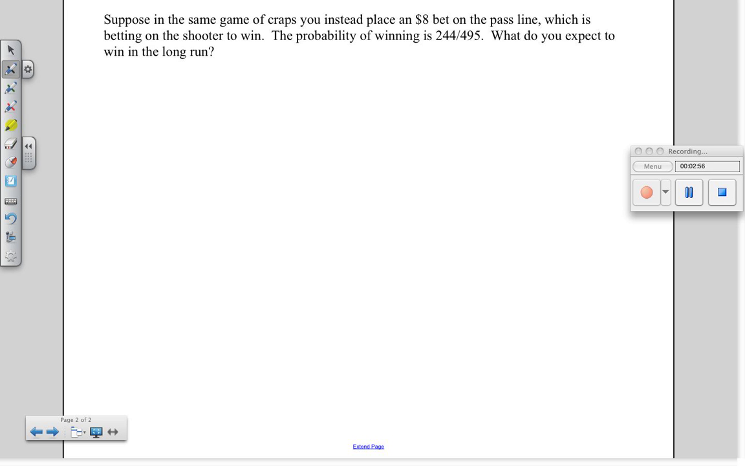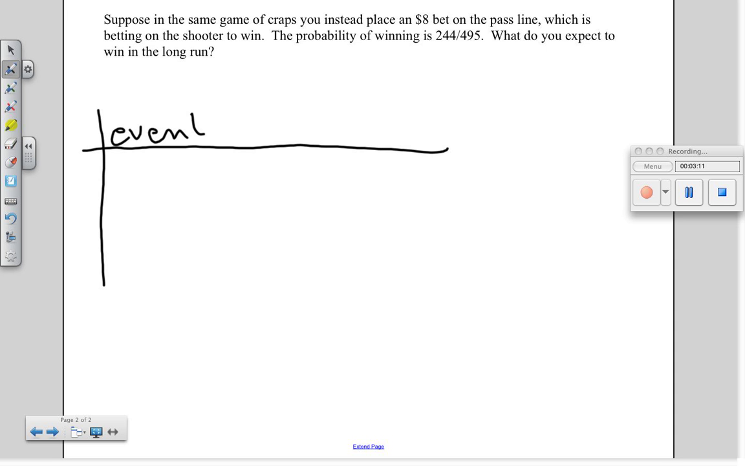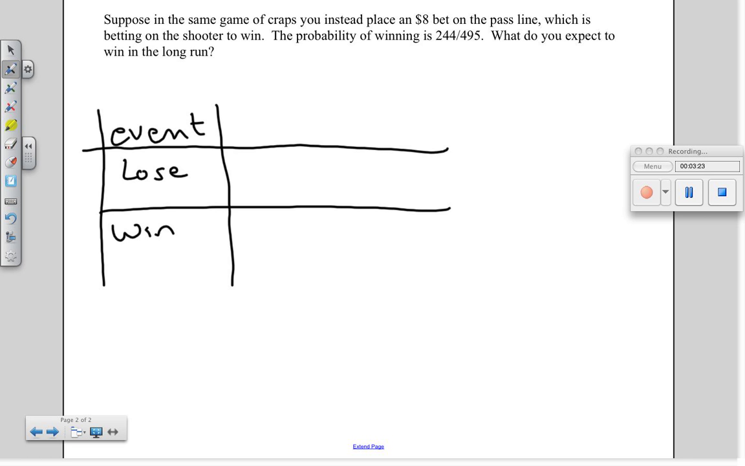If you bet $8 on the pass line and win, you are given $16. You win $8 and you receive your original bet of $8. So your net gain is $8. Again, let's put this in a table. So we'll look at the events. Again, you can lose, or you can win. And again, that win is the net gain.